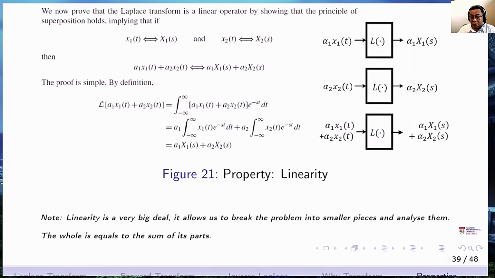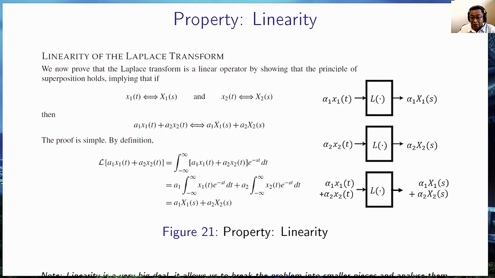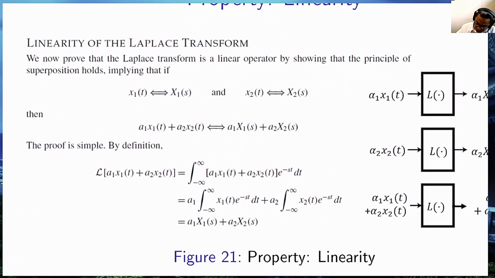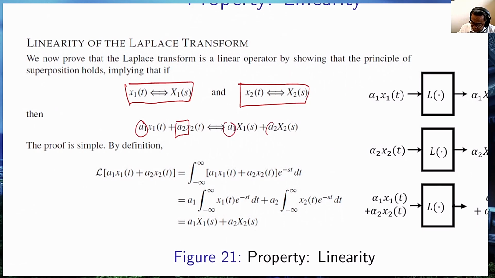Okay, we are at page 39. Let us prove the linearity of Laplace transform. So we know that the Laplace transform of x1(t) becomes X1(s), and the Laplace transform of x2(t) becomes X2(s). Linearity tells us that scaling x1(t) by a1 and x2(t) by a2 is the resultant effect.